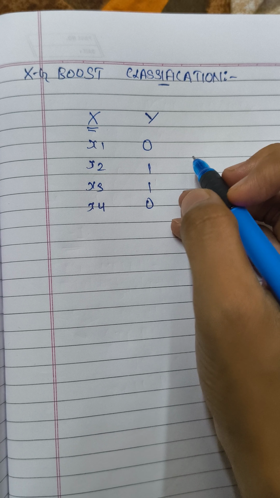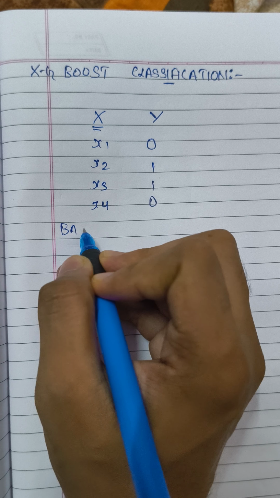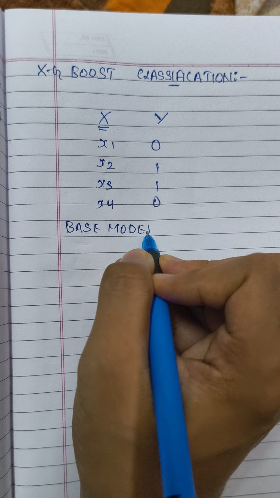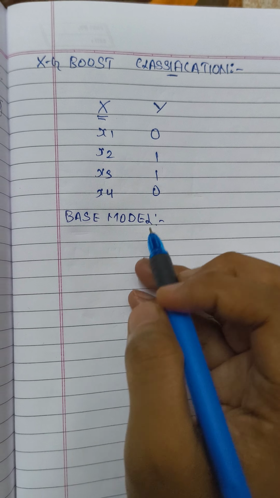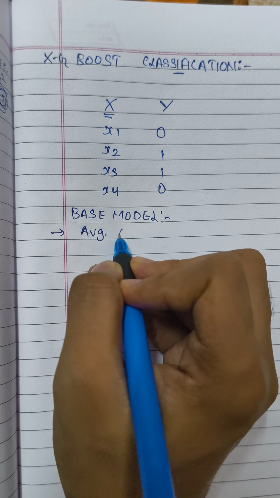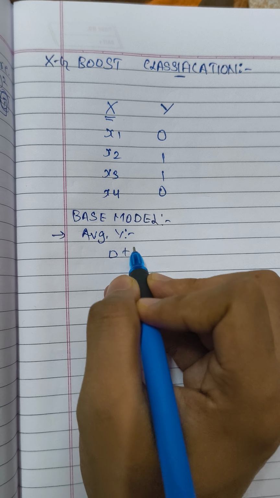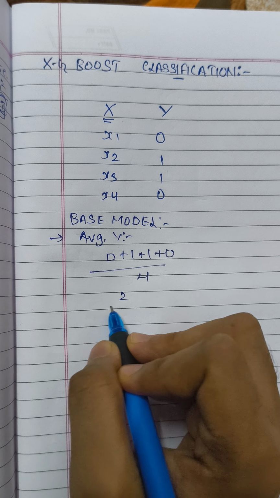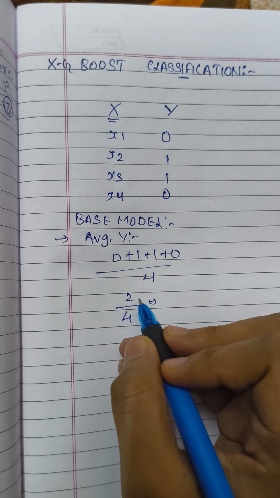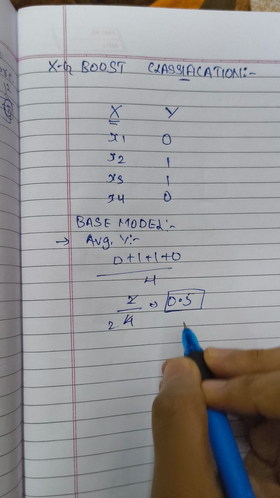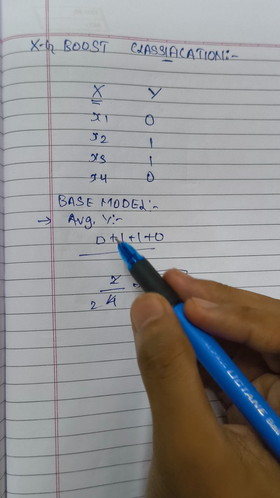So first of all I will be moving towards my base model. That is the first step in gradient boost also. So, what is the work of our base model? First it will take the average value of our y labels, that will be 0 plus 1 plus 1 plus 0 divided by 4. 1 plus 1 is 2, 2 by 4, that will be 1 by 2, that is 0.5. So it calculated the average value of our y label.